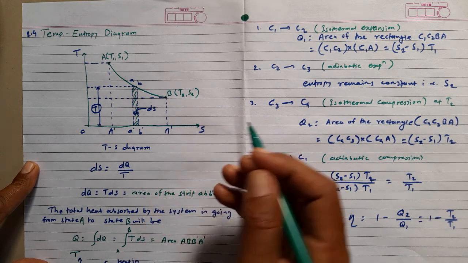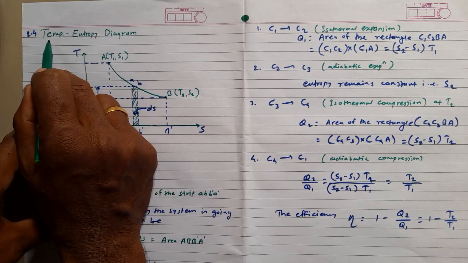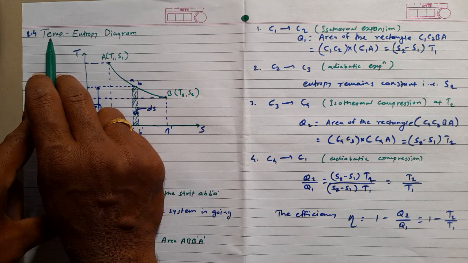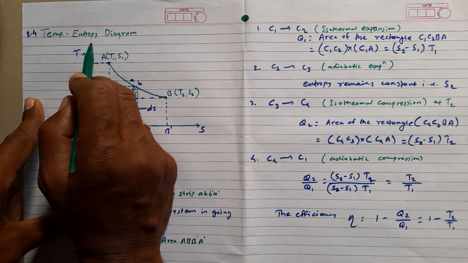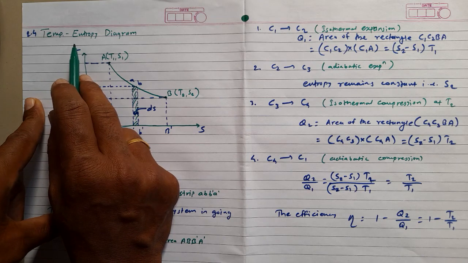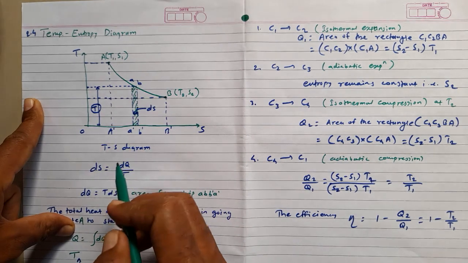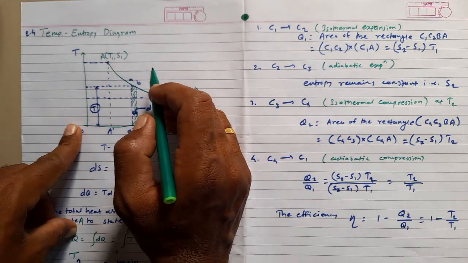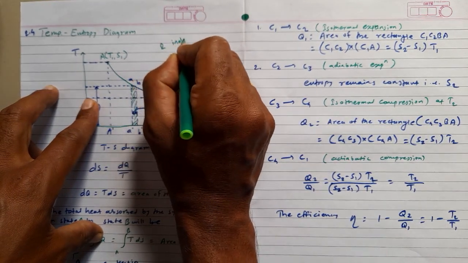Hello friends, today we are going to talk about another topic in thermodynamics, that is the temperature entropy diagram. As we are aware, we must have studied earlier the PV diagram, that is the pressure volume diagram. Similarly, we can define the thermodynamic state of the system by using the temperature and entropy diagram. As we know, the state of a thermodynamic substance can be defined by two independent variables.